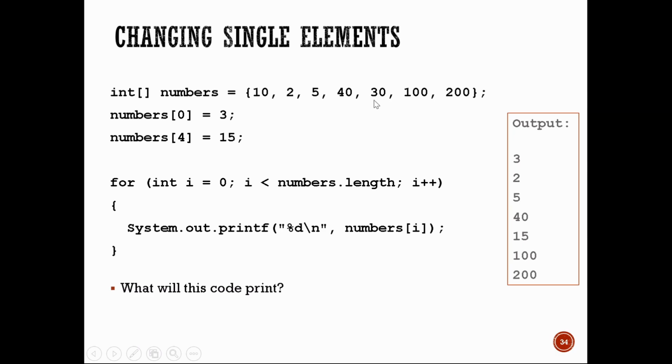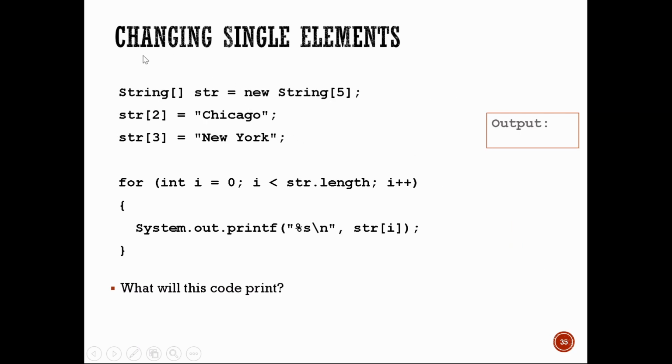because 30 is located at numbers index 4. So this is our index 4, and this 30 will change to 15. Then 15, 100, and 200. So this output is what this program is doing. This means i will travel from 0 up to 6, and it will print numbers[i] from i0 to i6. So this is the expected output.